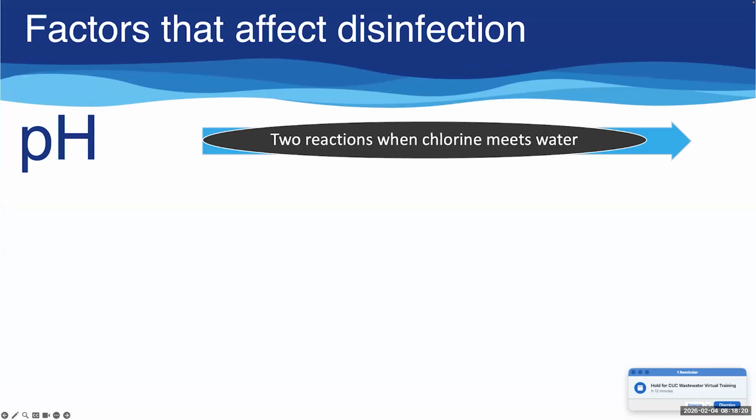Other things that can affect disinfection are things like the pH of the water. So remember, pH scale 0 or 1 to 14. Low numbers mean it's acidic, high numbers mean it's basic. Right in the middle, neutral is sort of water with nothing in it. When chlorine comes into contact with water, a couple of reactions take place. The chlorine reacts with the water to form hypochlorous acid. And that then has a second reaction where it breaks into hydrogen ions and hypochlorite ions.